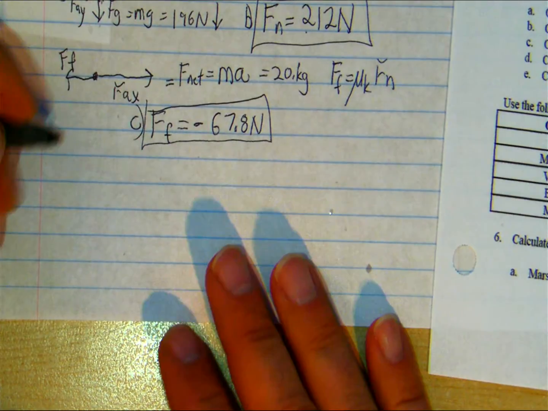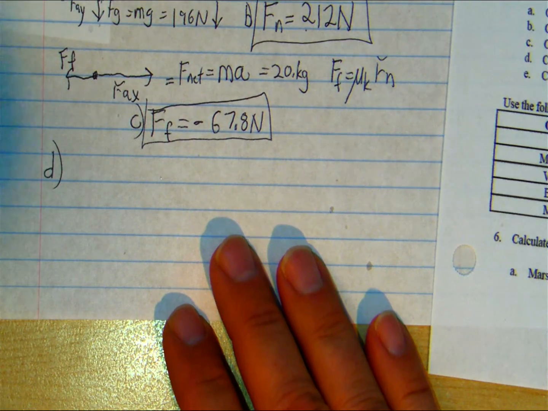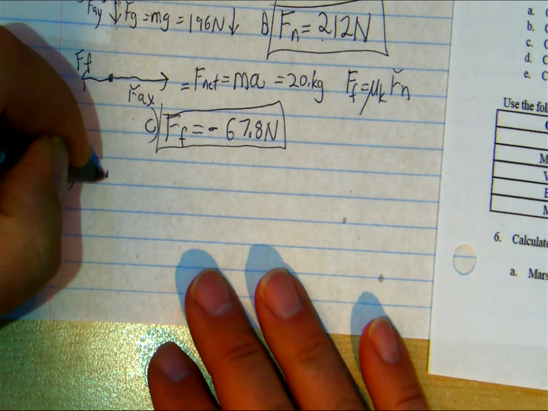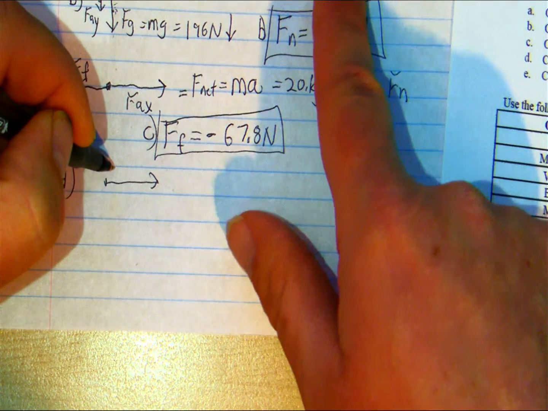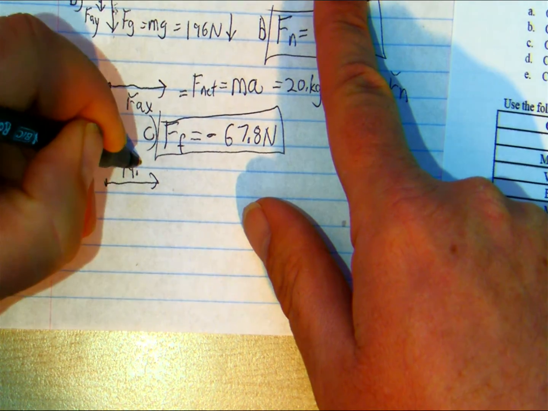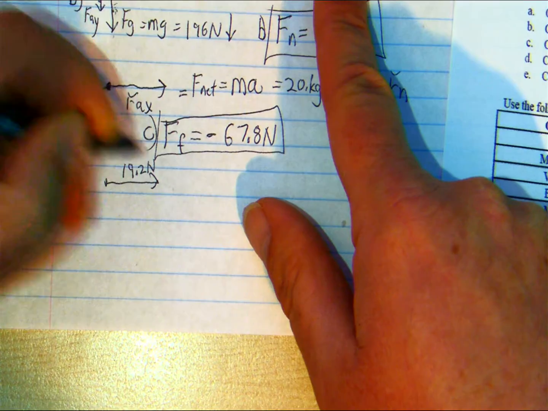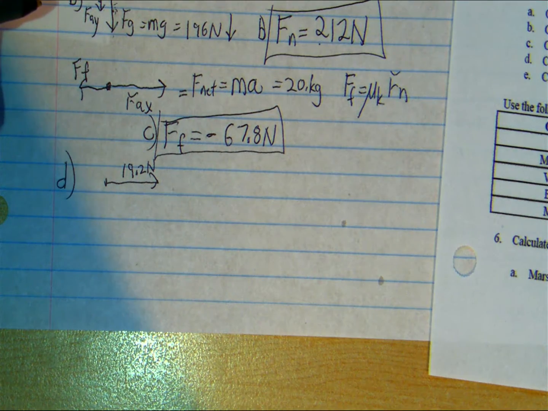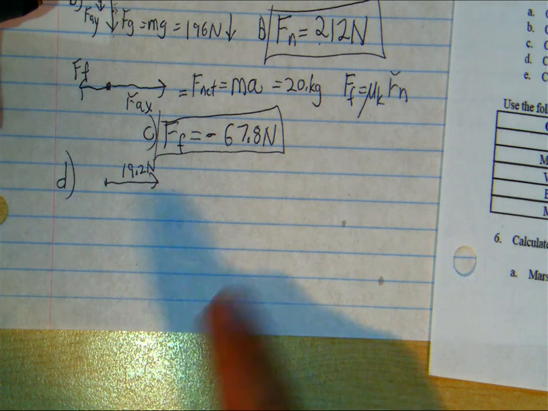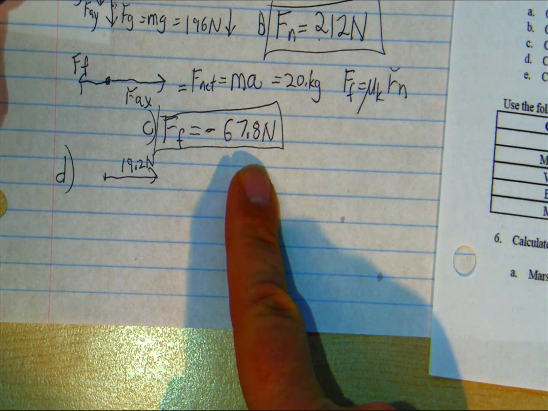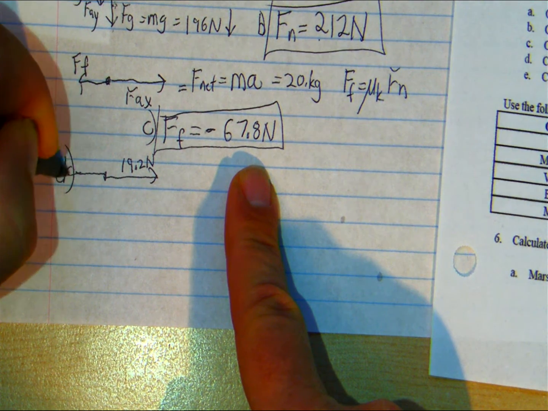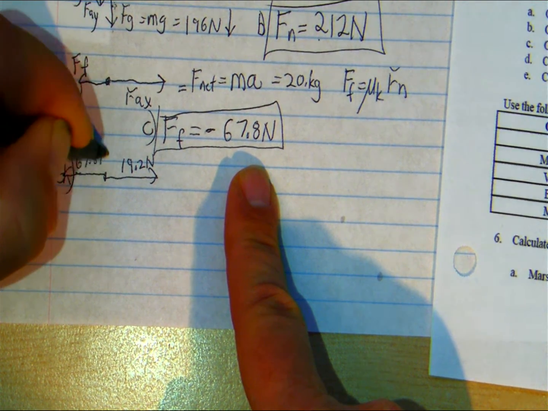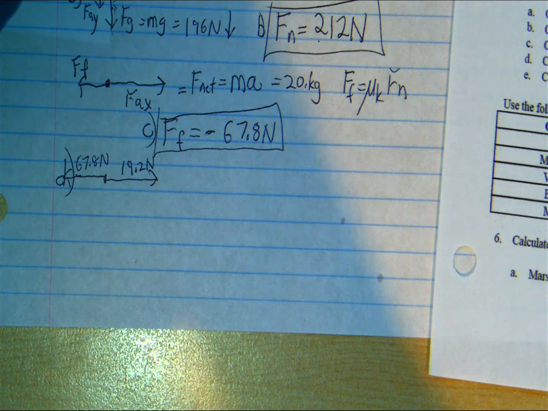Now I can do part D. Yes, it's party time, or part D. Horizontally, the applied force is the Fx, which was 19.2 newtons. The force of kinetic friction is way larger. It's 67.8 newtons.